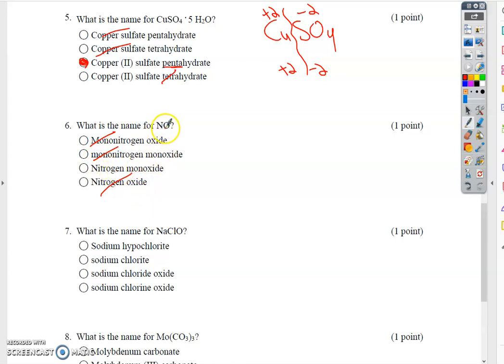So you have nitrogen. The second element, no matter what, gets a prefix. So you need the mono in there. And the second element, when it's covalent, always ends in IDE. So you get nitrogen monoxide.